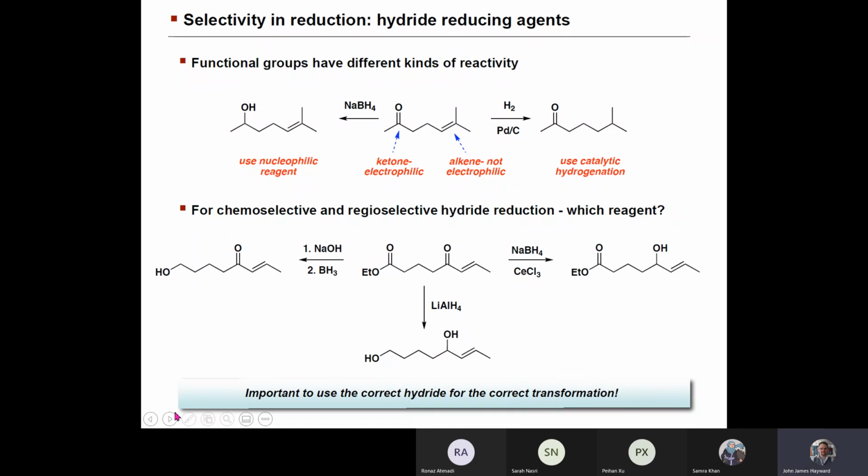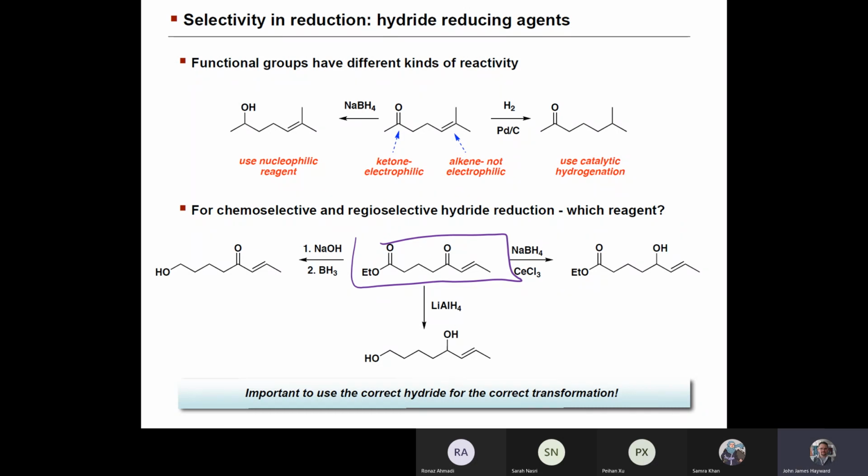Okay, so functional groups have different kinds of reactivity. Reductions. We said at the very start that different types of functional groups, such as ketones and alkenes, can be reacted very readily to give different products. But for chemo and regioselective reductions, there's more of a question when you're looking at other substrates. So let's look at 3 different sets of conditions here. First of all, if we have this compound here, well, we've got a ketone that's conjugated and we have an ester.